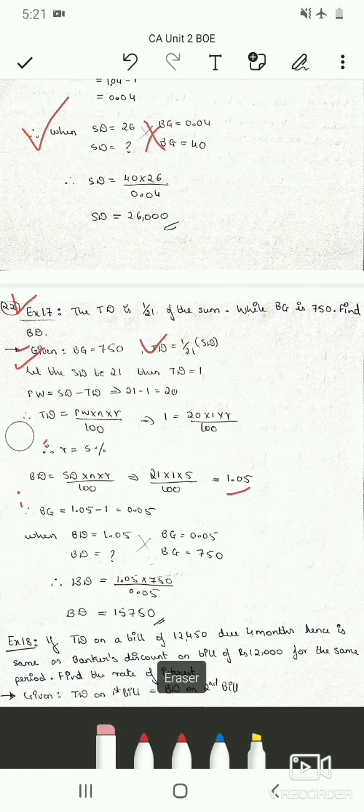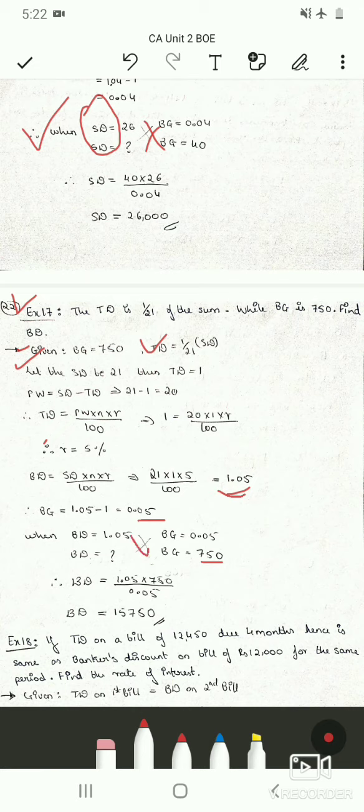So now here we are interested to find banker's discount. Therefore we have to do the comparison between banker's gain and banker's discount. Earlier they had asked to find out sum due, therefore we were comparing between sum due and banker's gain. So now they have asked banker's discount. So when banker's discount is 1.05, what is the banker's gain we got? It is 0.05.